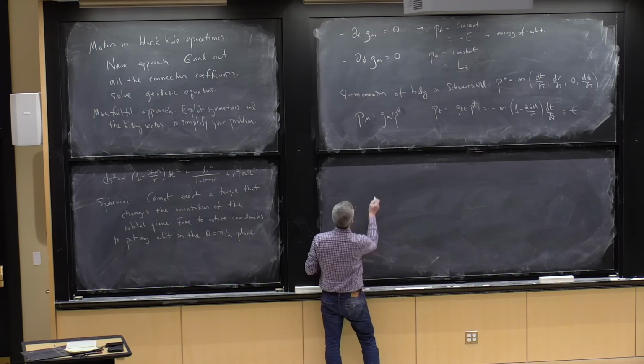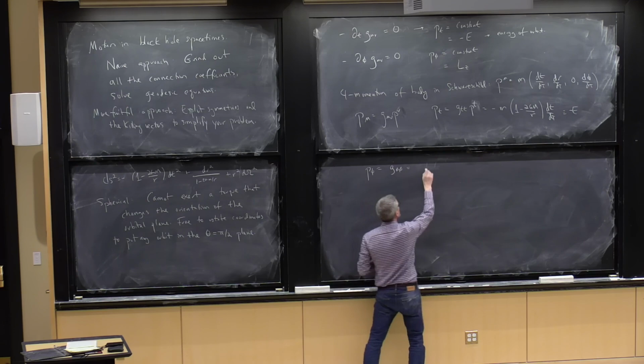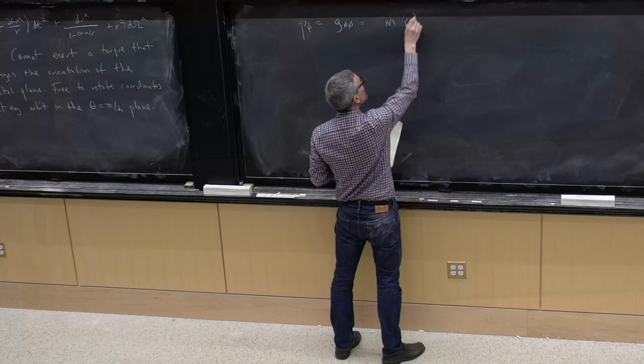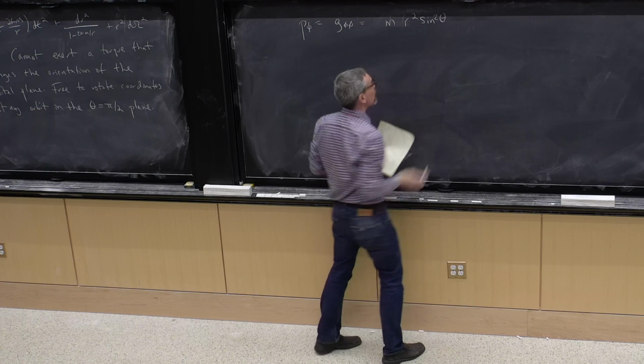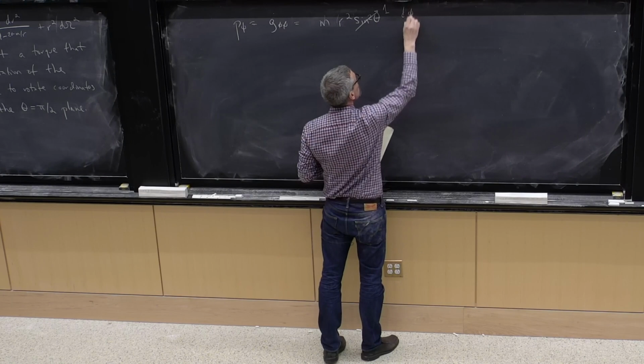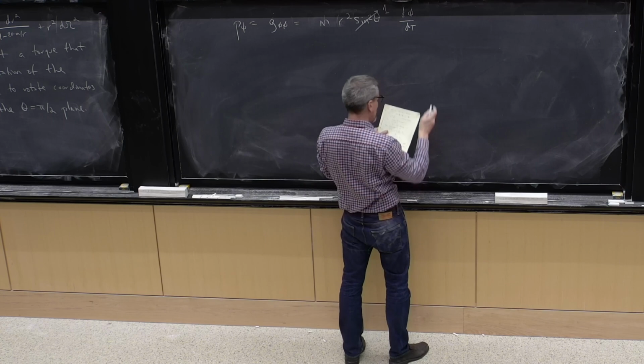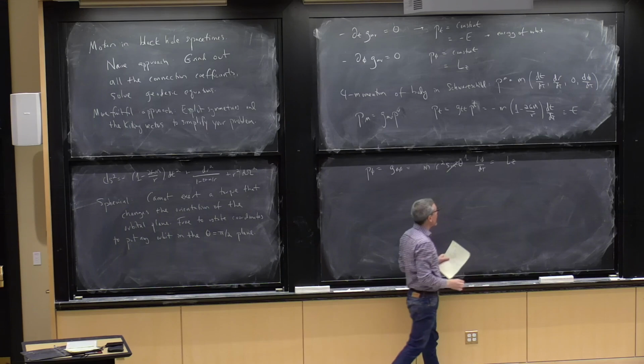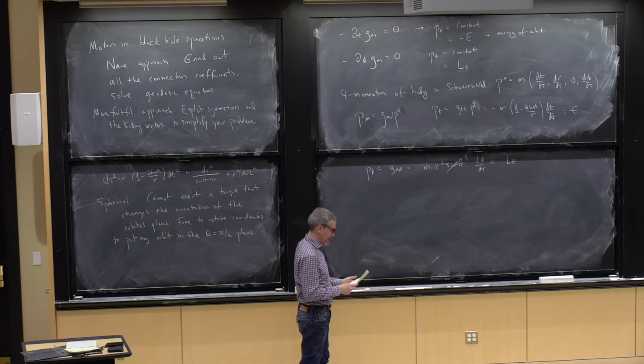Let's look at p downstairs phi. So this is m r squared sine squared theta. Ah, we've chosen our orbital plane, so that's 1, times d phi d tau. This is equal to the angular momentum L sub z. In my notes, I might flip around a little bit between L sub z and L.